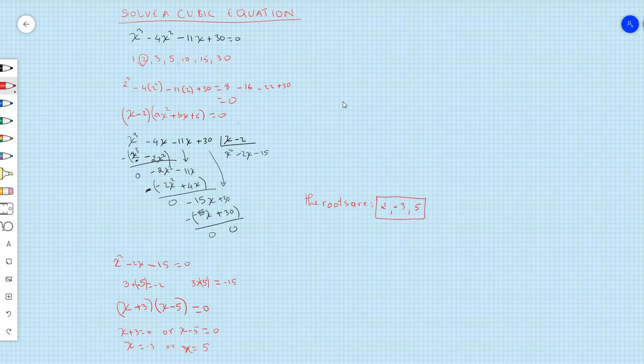I'll do another video on how to use this form here to find this quadratic equation here, and then follow this same format to solve for it. So if you want to see that, watch the next video I'll be making.